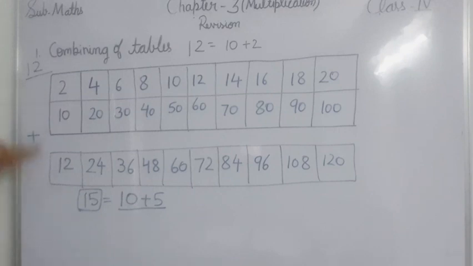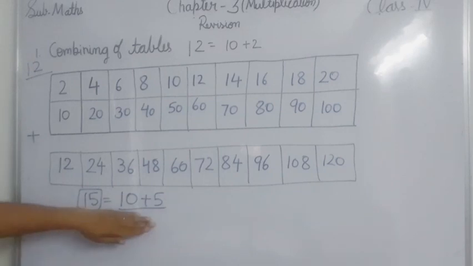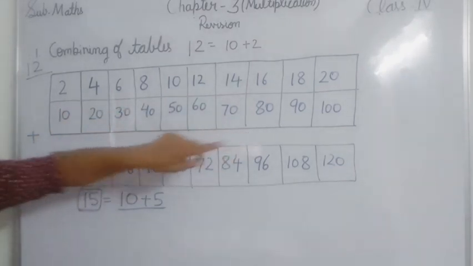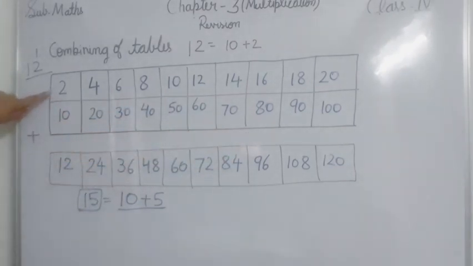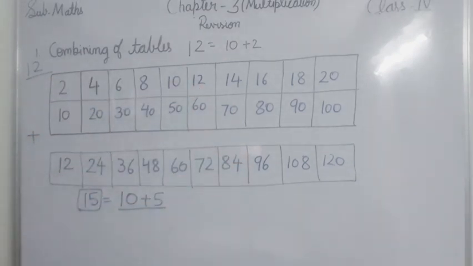Here we have made the table of 12. First, take the number you are going to write the table for, and break down that number. Like I am writing for 15 here: 15 is 10 plus 5. Write the table of 10, then write the table of 5, then add them. Here I have made the table of 12. The table of 2 is here, the table of 10 is here, so I am adding them, 10 and 2, 12. In this way we add and get the table of 12. Clear? This is the combining of tables.